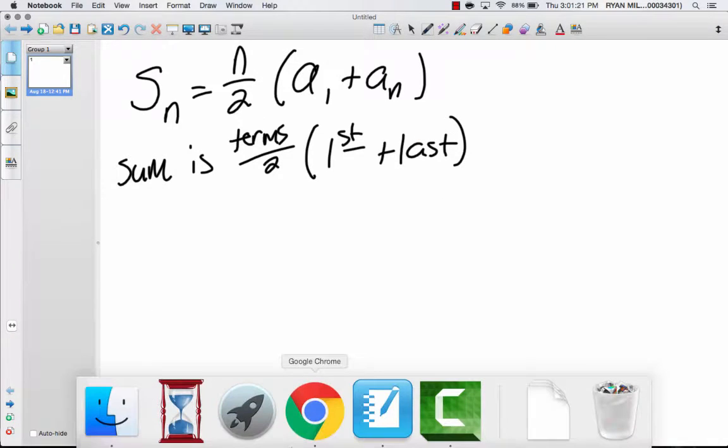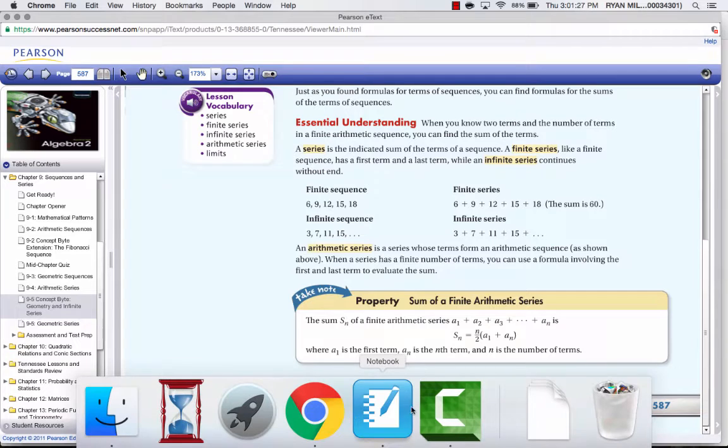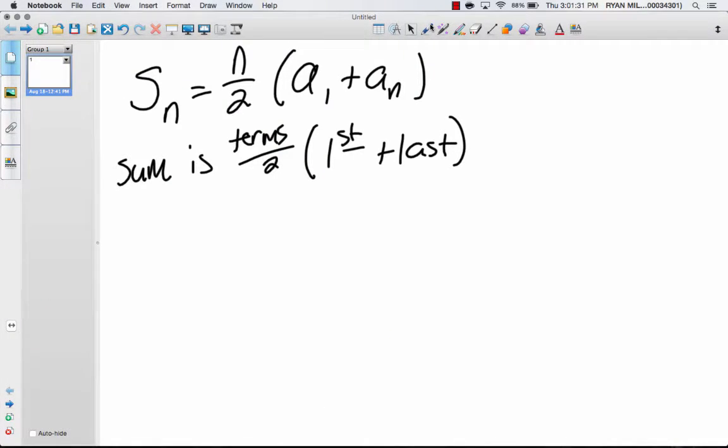So let's apply it. I'm going to take 6, 9, 12, 15, 18. Now from the book, I know that this adds up to 60, and I could just add these together on the calculator and get 60. The point isn't to get 60. The point is to show you how this formula works. So I see I have 1, 2, 3, I have 5 terms.